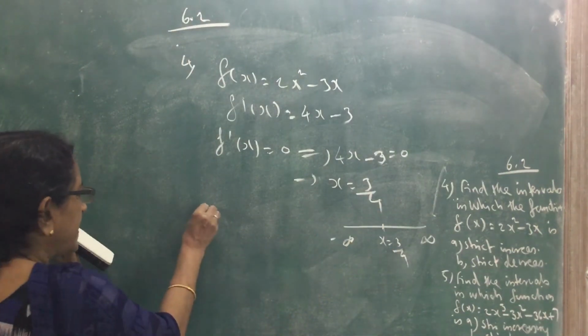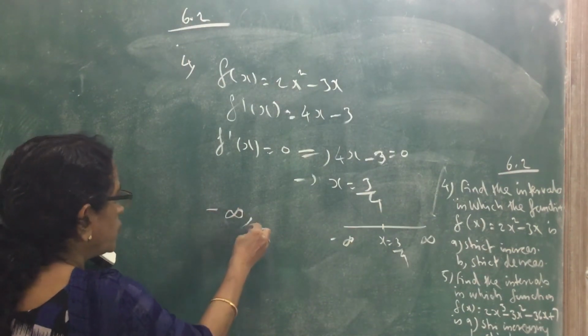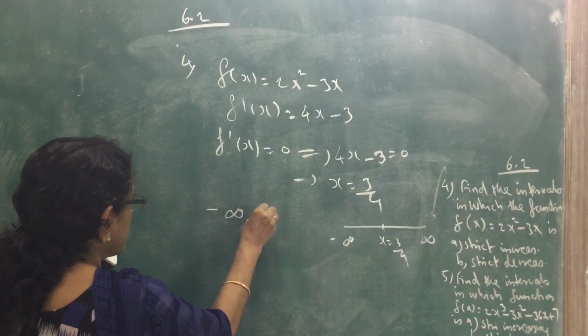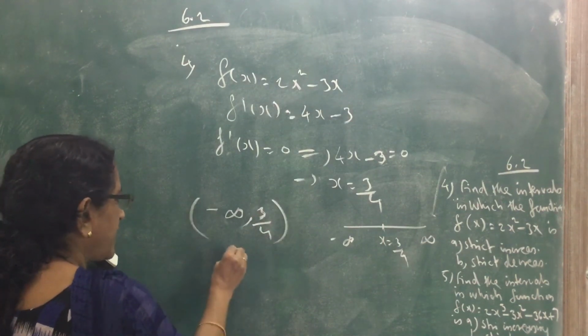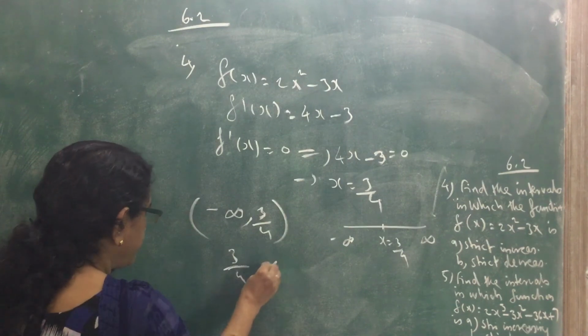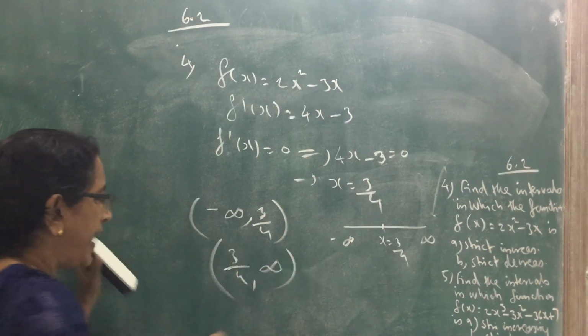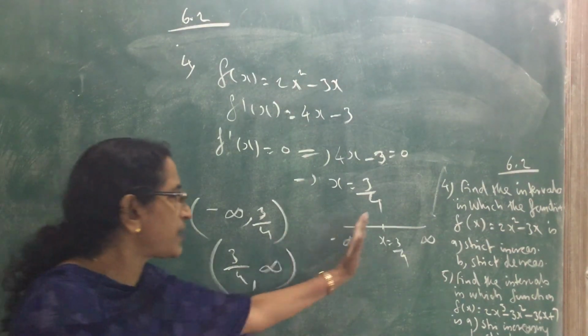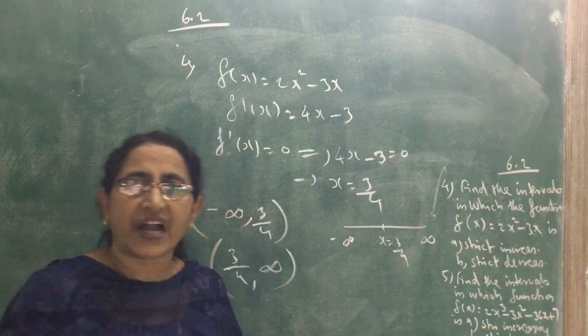So we consider the intervals minus infinity to 3 by 4 and 3 by 4 to infinity. We'll continue in the next session.